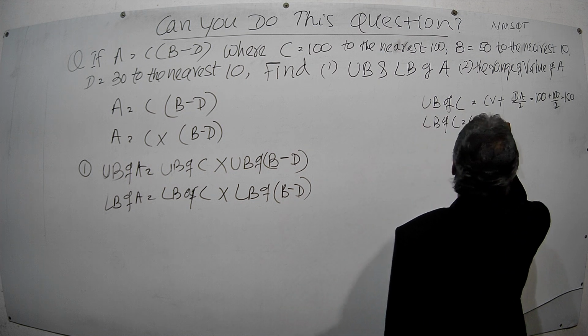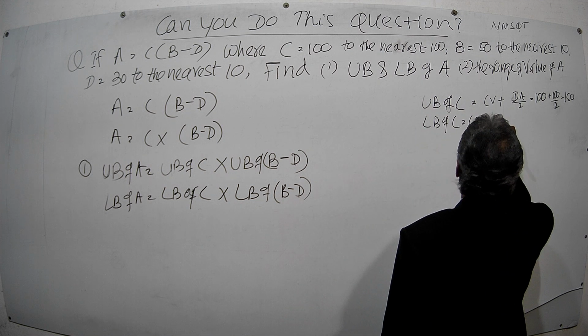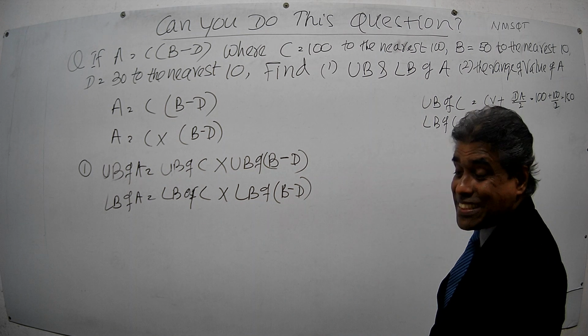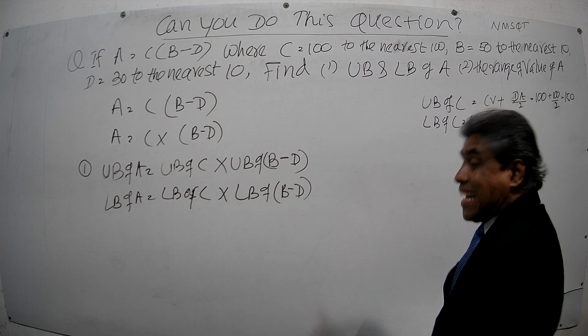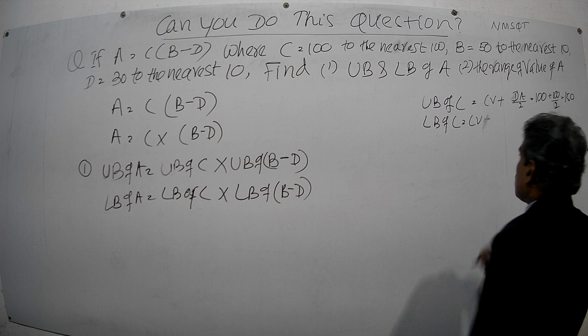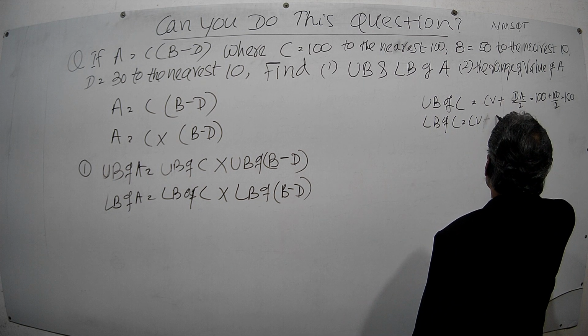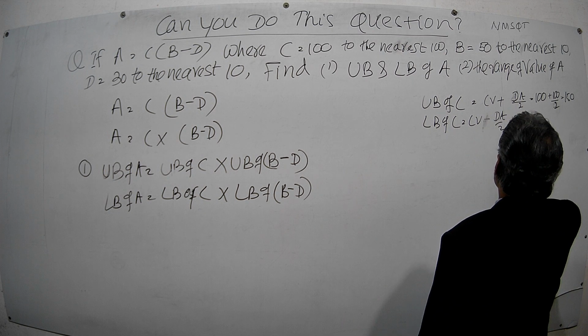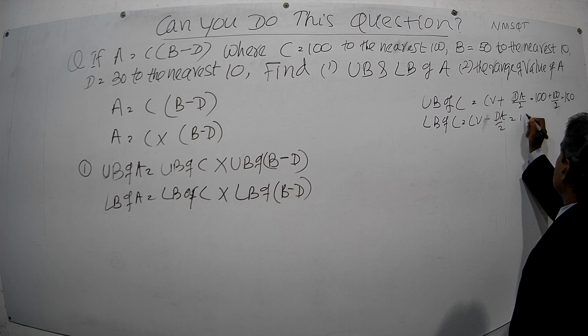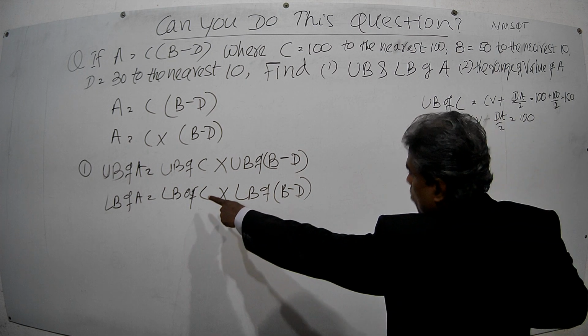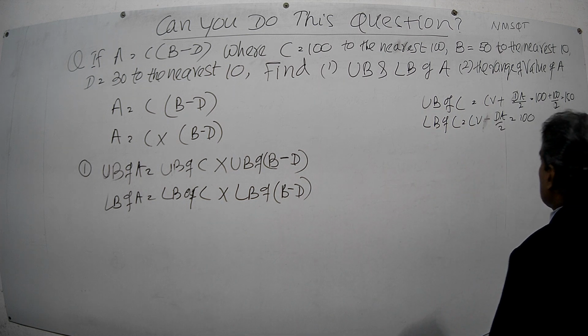The lower bound formula for a single corrected value is corrected value minus degree of accuracy over 2. Now here the corrected value of C, again the same thing, is 100. We need the lower bound of C also, right?